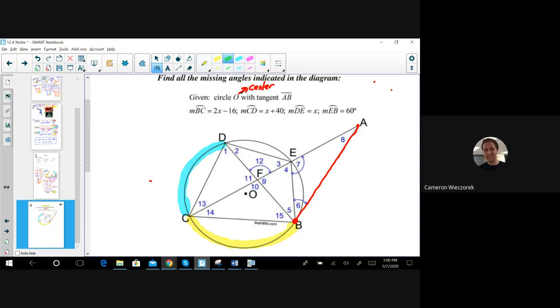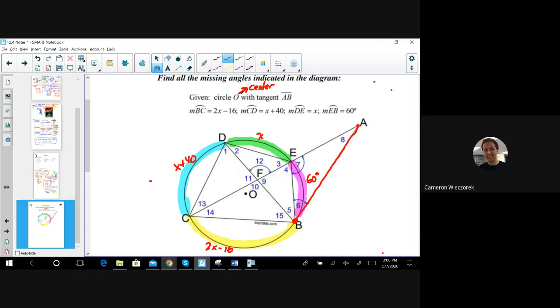DE, let's do that in green. That is just good old x. And then EB is 60. Let's do that one in pink. Okay, so I got my arcs labeled. This one was 2x minus 16. This one was x plus 40. This one was x. And then this one in pink was 60. They gave me that one for free. Okay, so I got different colored arcs.